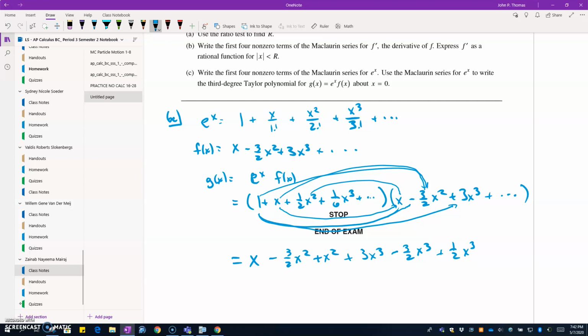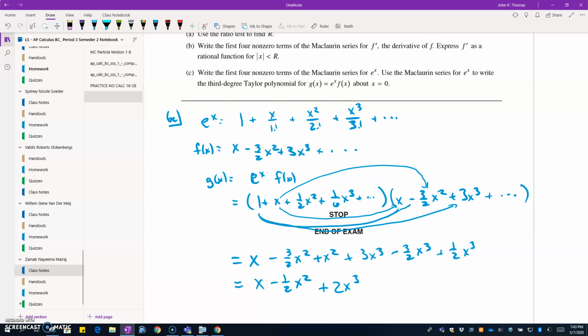So this is the highest degree, so I'm going to clean this up a little bit. And we get x minus 1/2 x squared, plus, and then we're at, let's see, that would be 6/2 minus 3/2 is 3/2, plus 1/2 is 4/2. So that would be 2x cubed. So plus 2x cubed, and that would be the third degree Taylor polynomial for this one. And again, we're doing the product of the two.